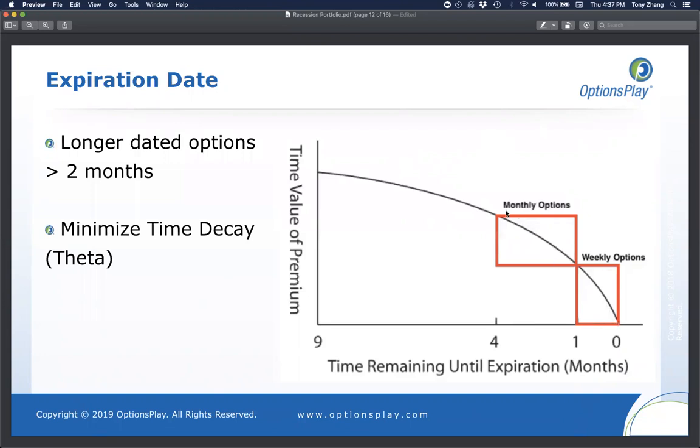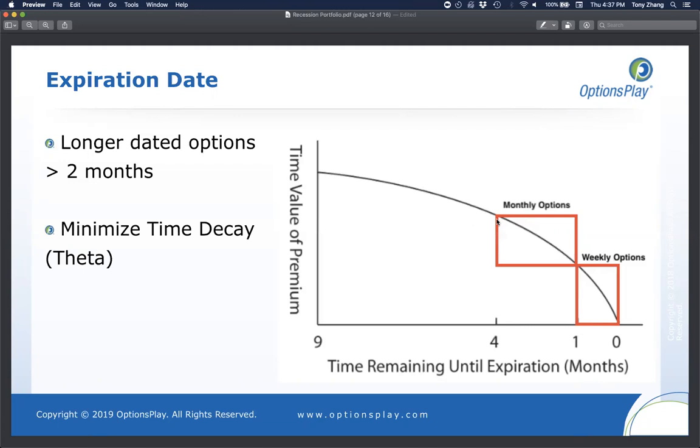Because we're buying an option and time decay is working against us, we generally want to be further out in time and make sure that time decay is working as slowly as possible, because the faster the time decay works, the more it eats away into our profits on the puts that we purchase.